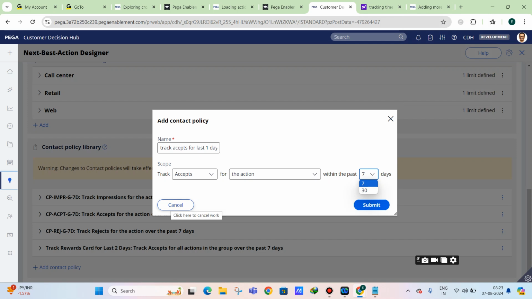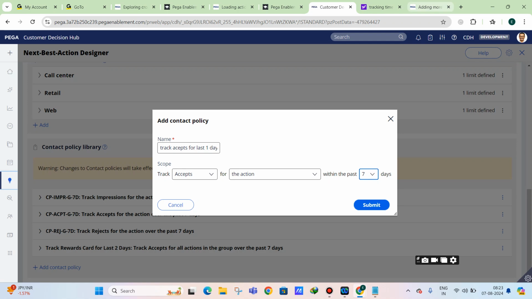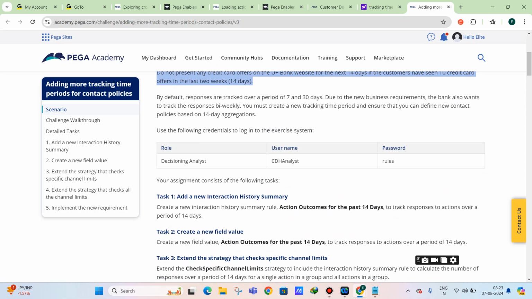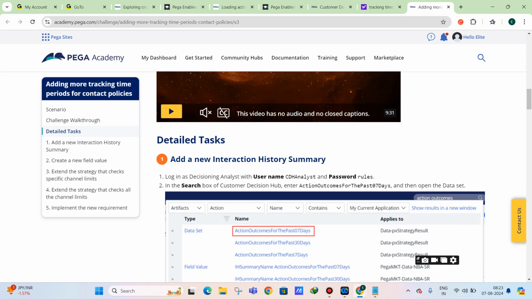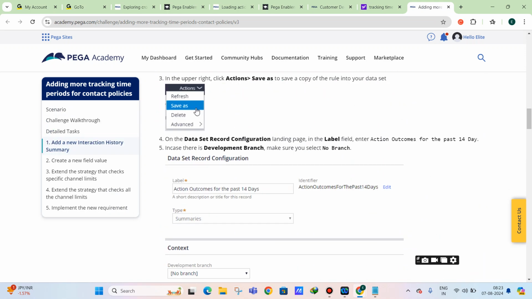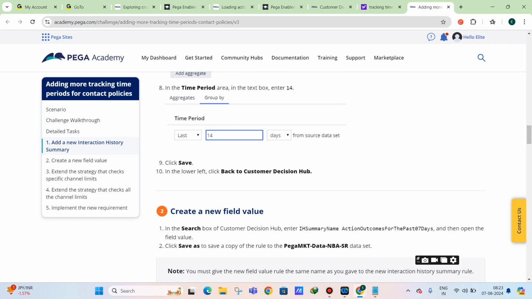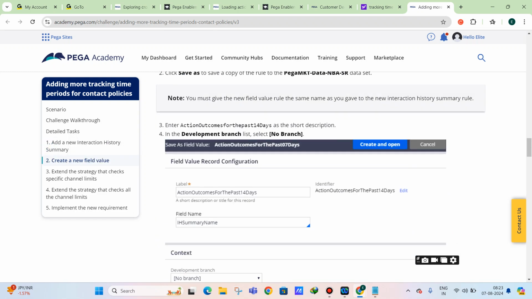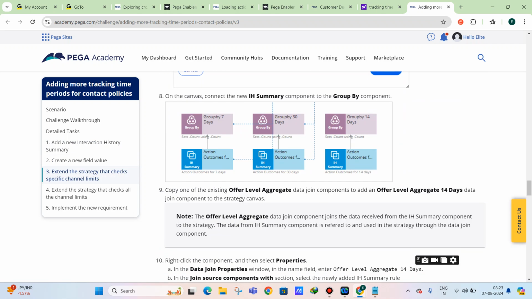For the number of days that you want to restrict, you can keep as many days as you want. But if you want to check for the last 14 days only, then you have to follow this entire challenge. They have mentioned all the things that you need to do. You have to create an interaction history summary, save it, then create a new field value, and update the strategy.